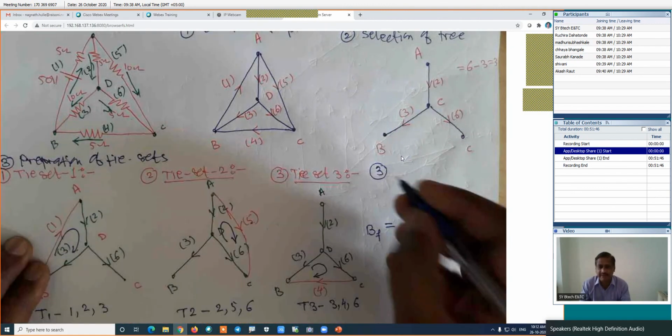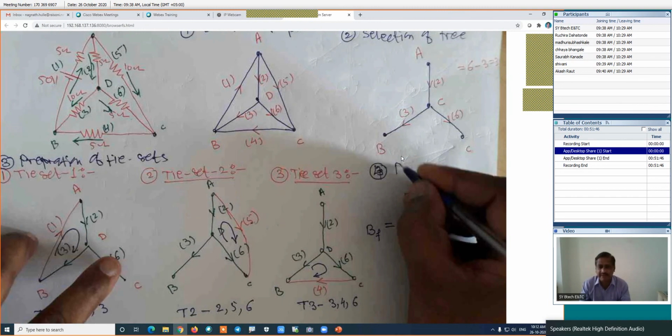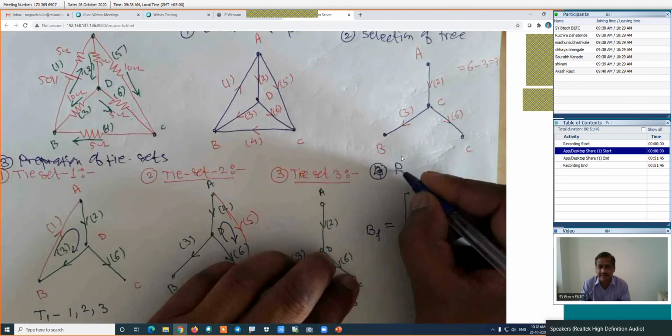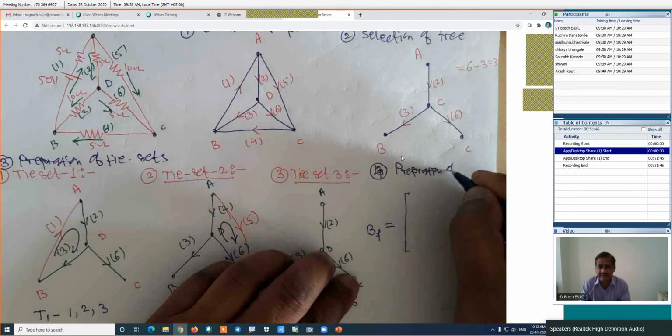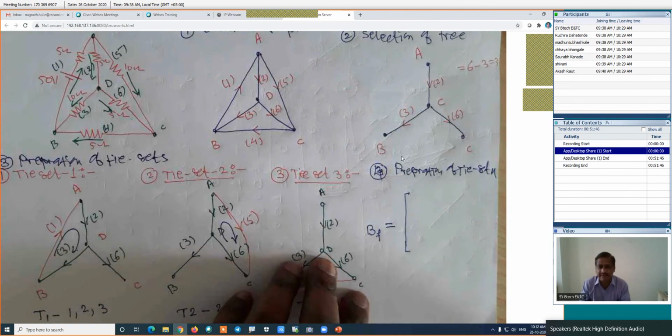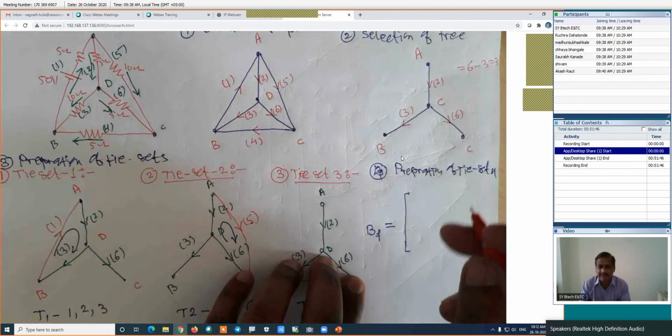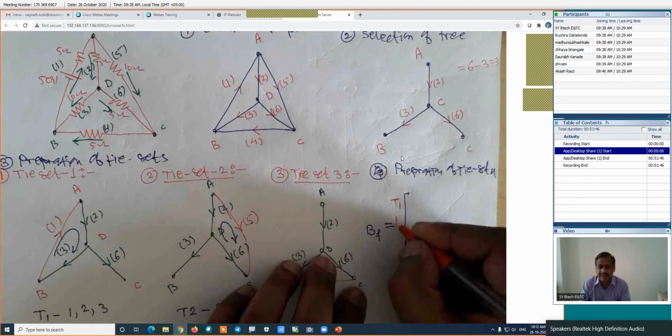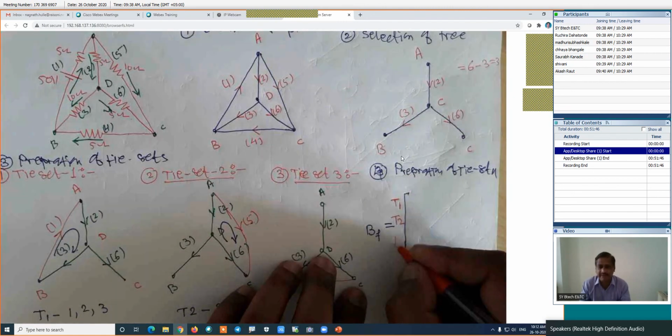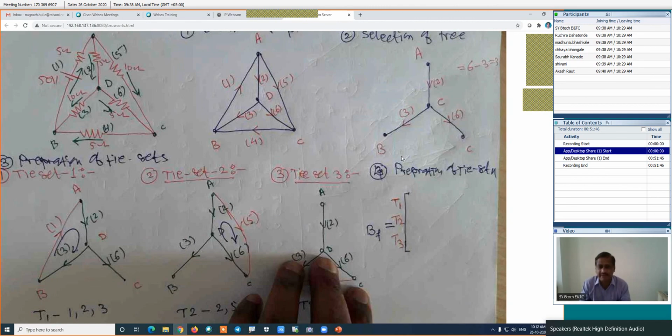And then step number 4 is preparation of the tie set matrix. Preparation of tie set matrix. Is it right? Now, what are the rows of this matrix and what are the columns? Rows of this matrix are tie sets. This is tie set number 1. This is tie set number 2, and this is tie set number 3. These are the rows of the matrix.